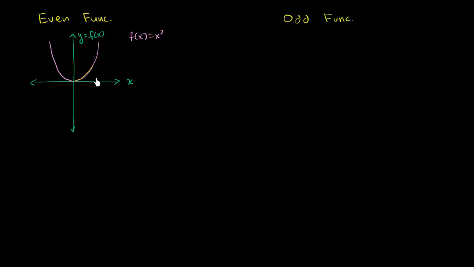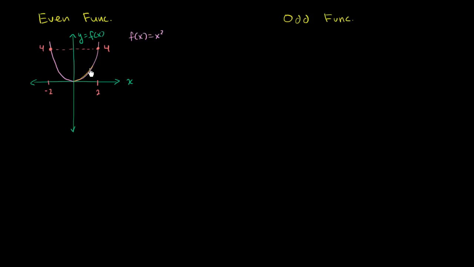You take any x value. Let's say you take a positive x value. Let's say you take the value x is equal to 2. If you find f of 2, that's going to be 4. That's going to be 4 for this particular function, f of x is equal to x squared. 2 squared is equal to 4. And if you took the negative version of 2, so if you took negative 2, and you evaluated the function there, you are also going to get 4.